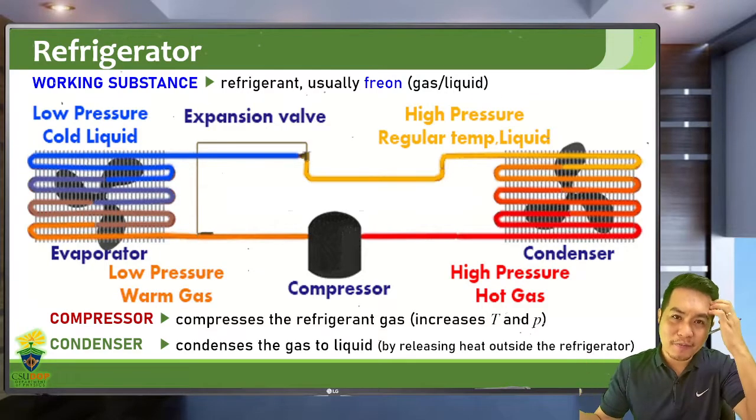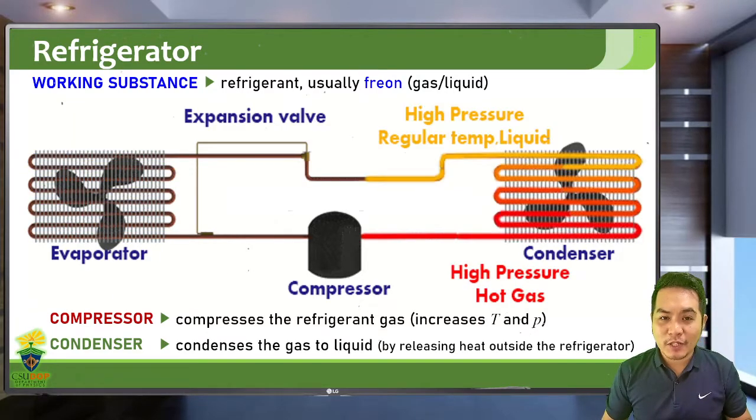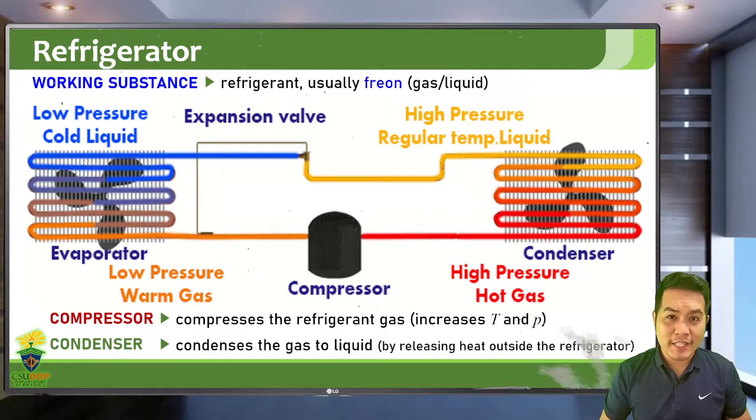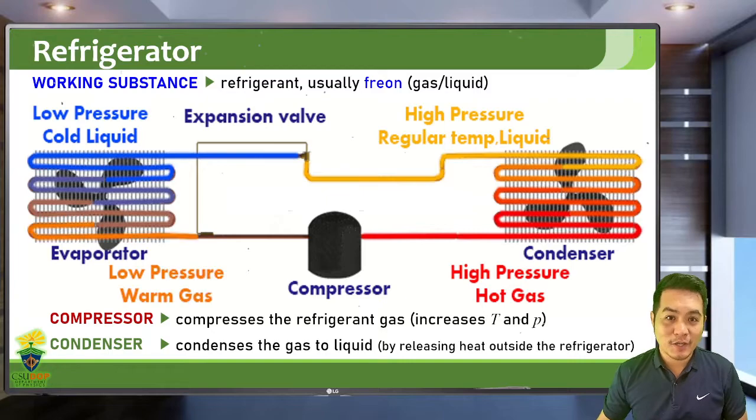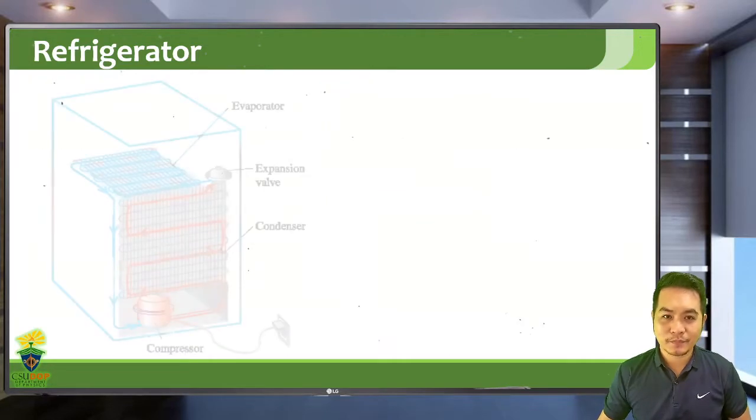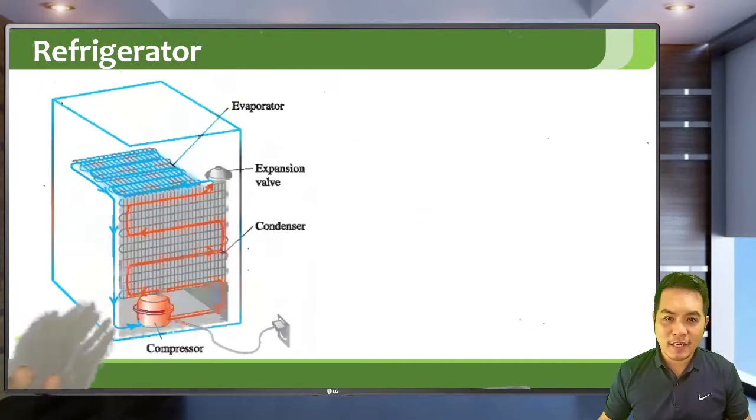So that's how a refrigerator works. The evaporator coils absorb heat from the food that you place inside the refrigerator, and that heat is released by the condenser coils outside of the refrigerator. So this is a typical refrigerator.